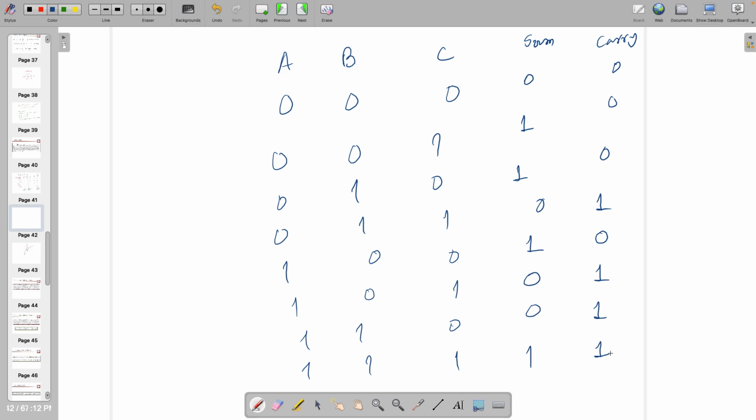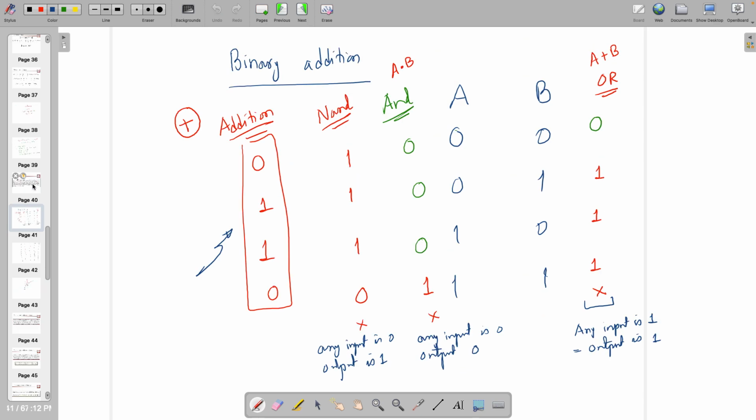Is it fast or going fine? For someone, if it is fast, then let me know. Anybody who thinks this is fast? Okay, we'll revisit that, but this is the gate which is going to be useful for addition.